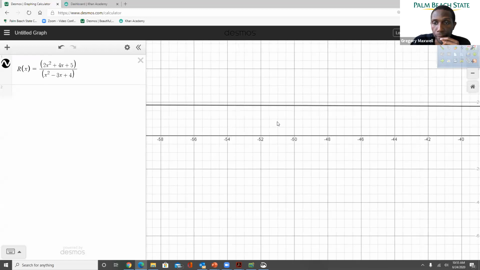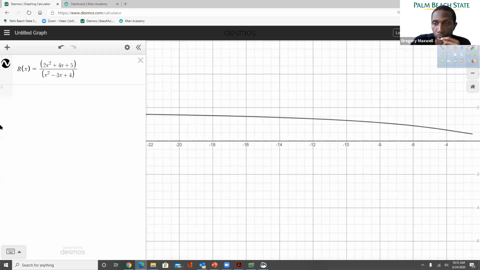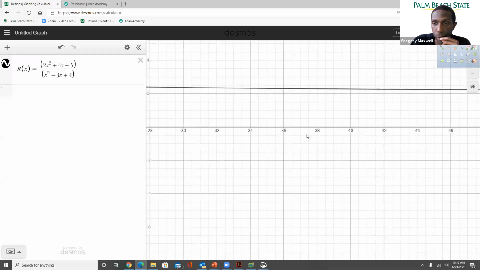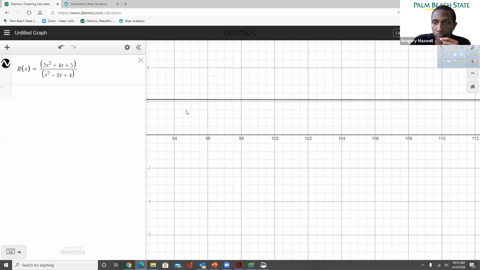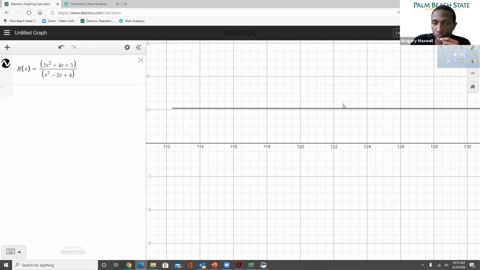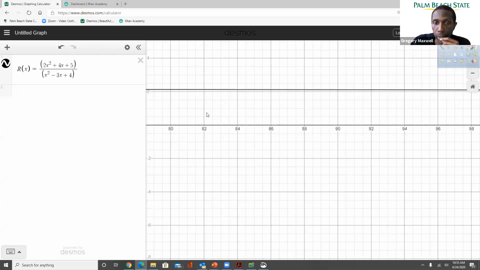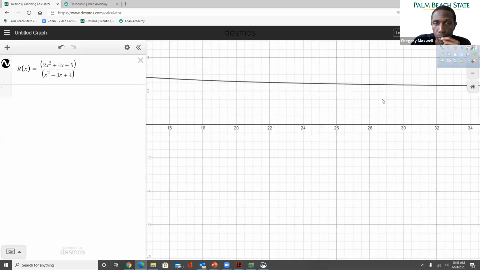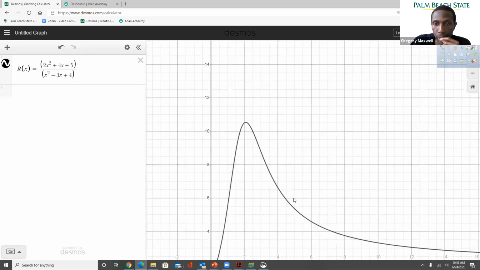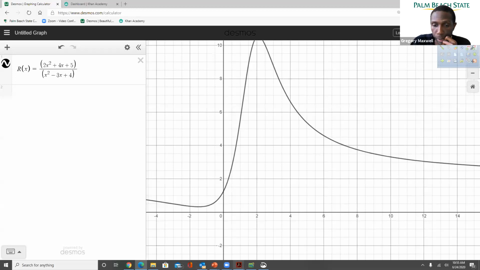And then if I go to the right-hand side, the graph again levels off at 2. It doesn't mean that you can never get 2 as an answer. It just means as you get bigger and bigger, the graph eventually gets closer and closer to 2. So that is the horizontal asymptote.